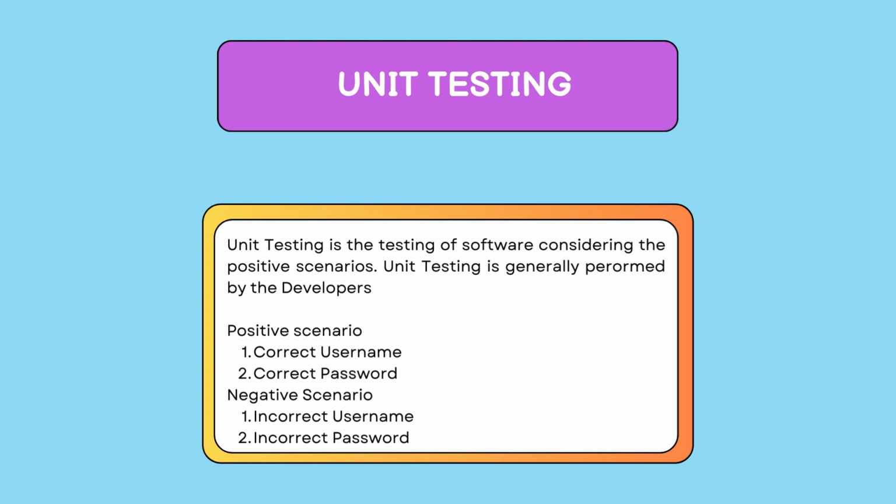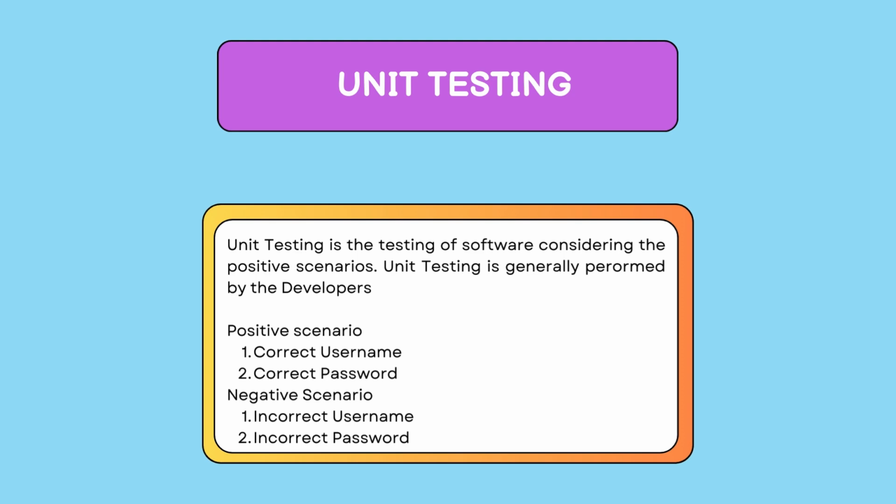And if you are using any credential incorrectly to log in, that means you are performing the negative scenario there. So it could be correct username, incorrect password, or incorrect username, correct password, or both incorrect credentials. So just applying positive scenario and checking the whole application is nothing but a unit testing.